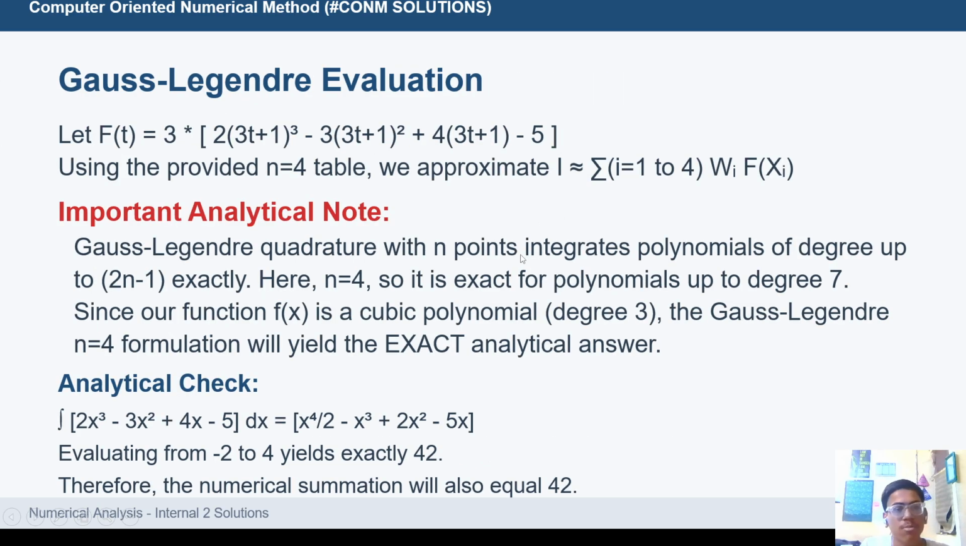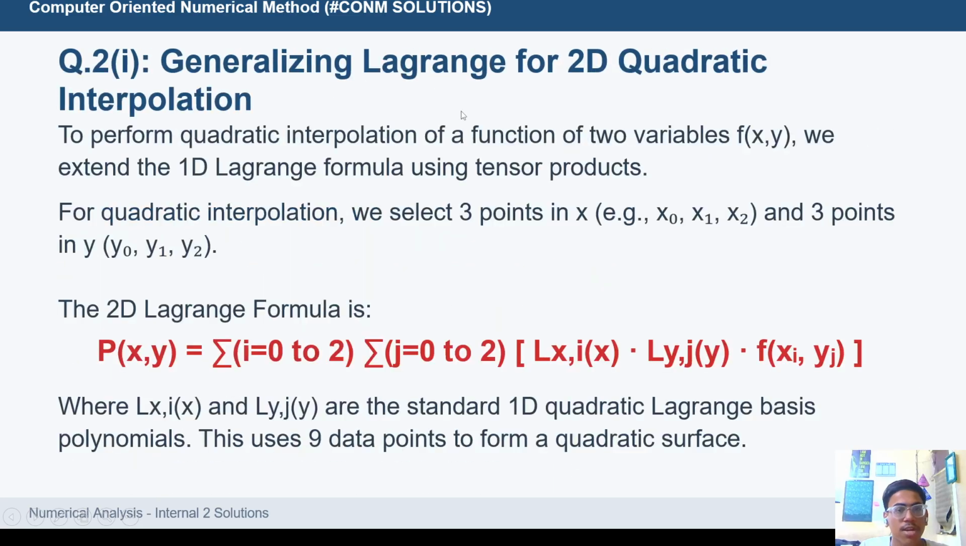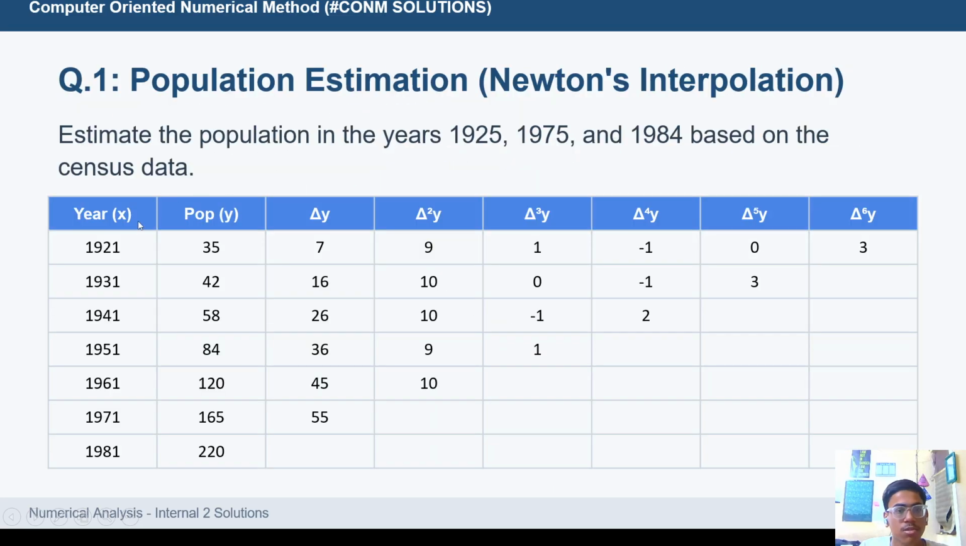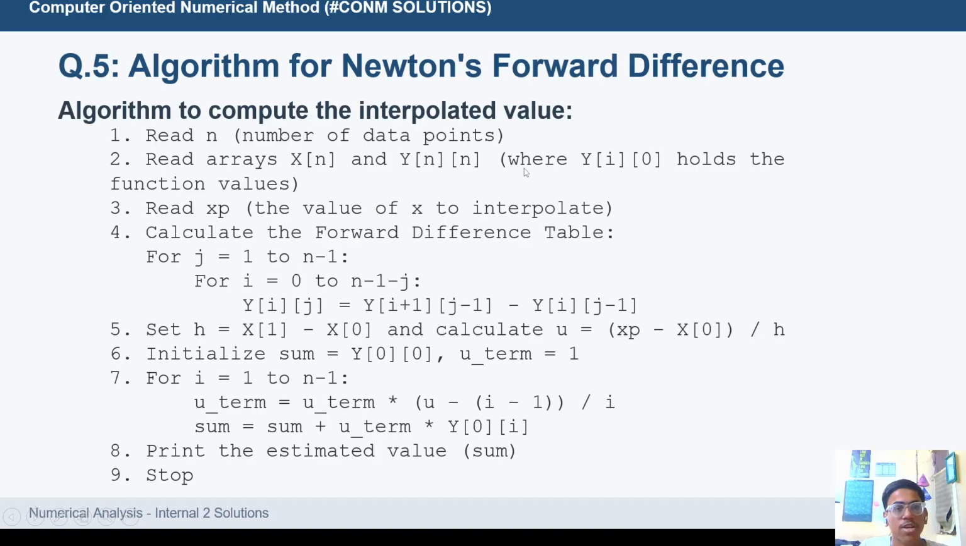Now we will move on to question number 5, where we simply need to write the algorithm for Newton's forward difference. So let's start. First, we will read n. n is the number of data points. Like how many data points are there? 1, 2, 3, 4, 5, 6, 7. So first we will read the number of data points.